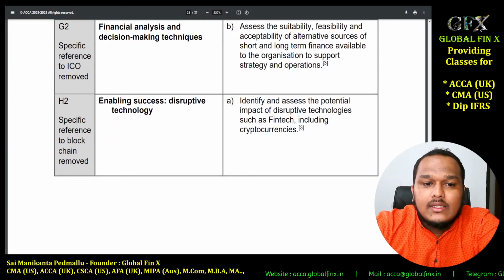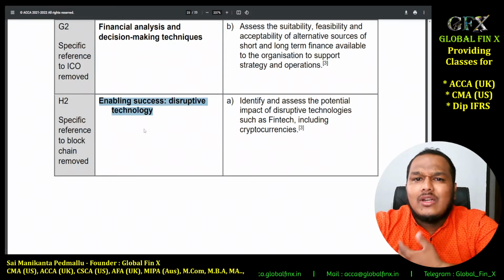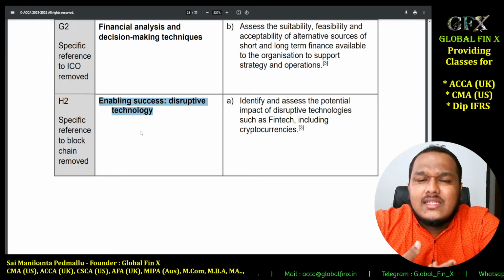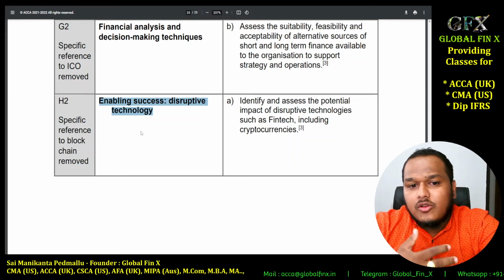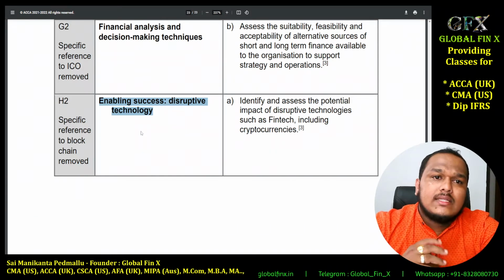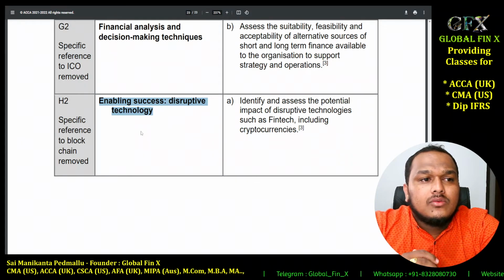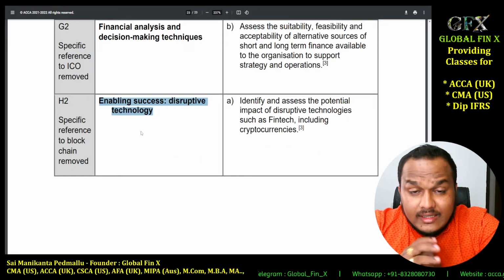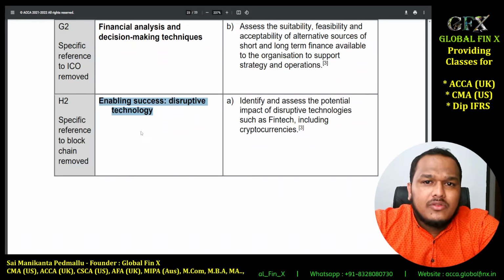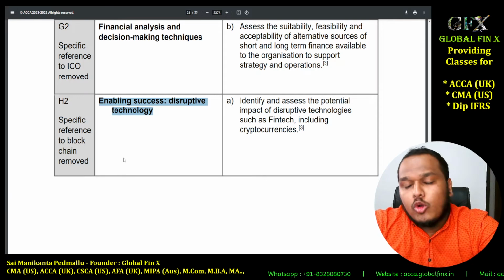And similarly, the second one is in enabling success, disruptive technology. So here you might have learned about the latest trending technologies in the finance world, fintech we call it, like cryptos, blockchains, robotic process automations. You have lots of latest technologies that are happening, including your NFTs, non-fungible tokens. And then in my regular classes, I also discussed DeFi, right, decentralized finance. And there are lots of topics that we discussed in our classes regarding these disruptive technologies, including blockchain and automation as well.